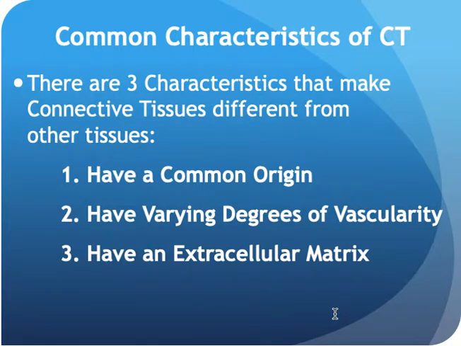So common characteristics of connective tissue, or how do things end up being named connective tissue? There are three characteristics that make connective tissue different from other tissues. Again, good multiple choice question. They have common origin. They have varying degrees of vascularity. So again, anytime you see vascular, you want to start thinking about blood flow and how they get their nutrients. They're also going to have what's called an extracellular matrix, and we're going to take a look at that in a second too.